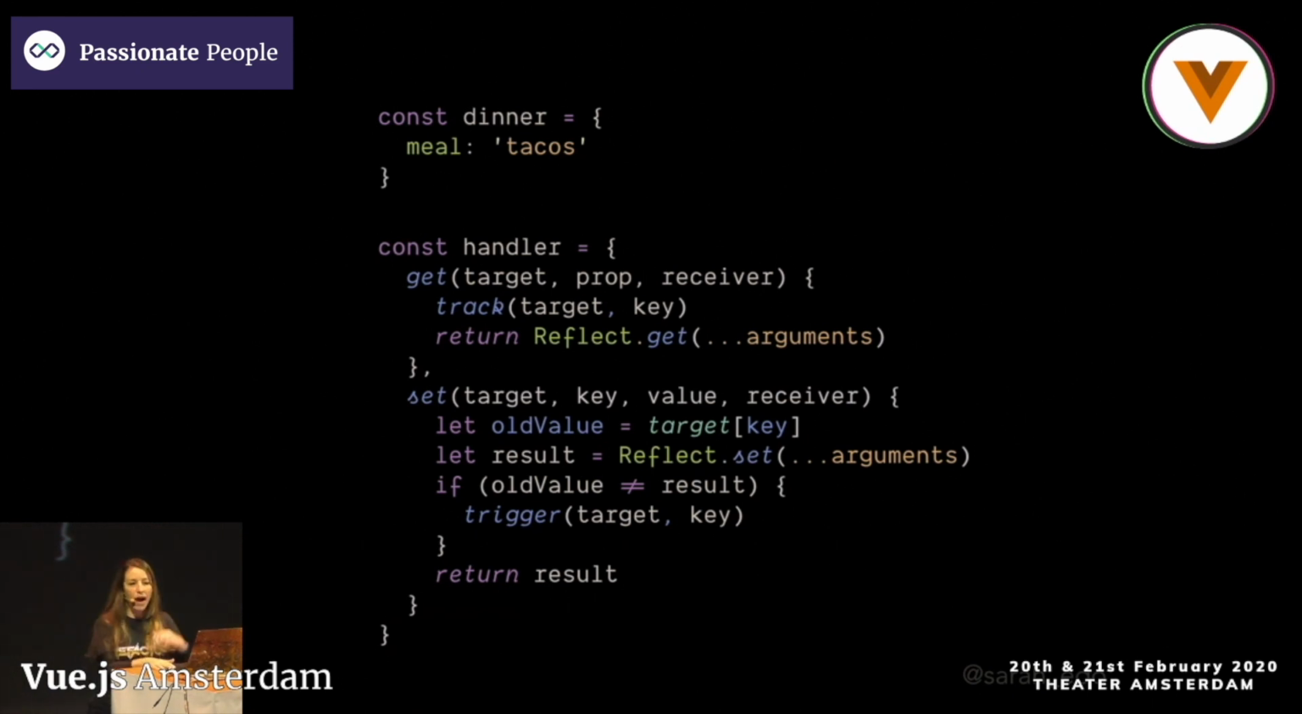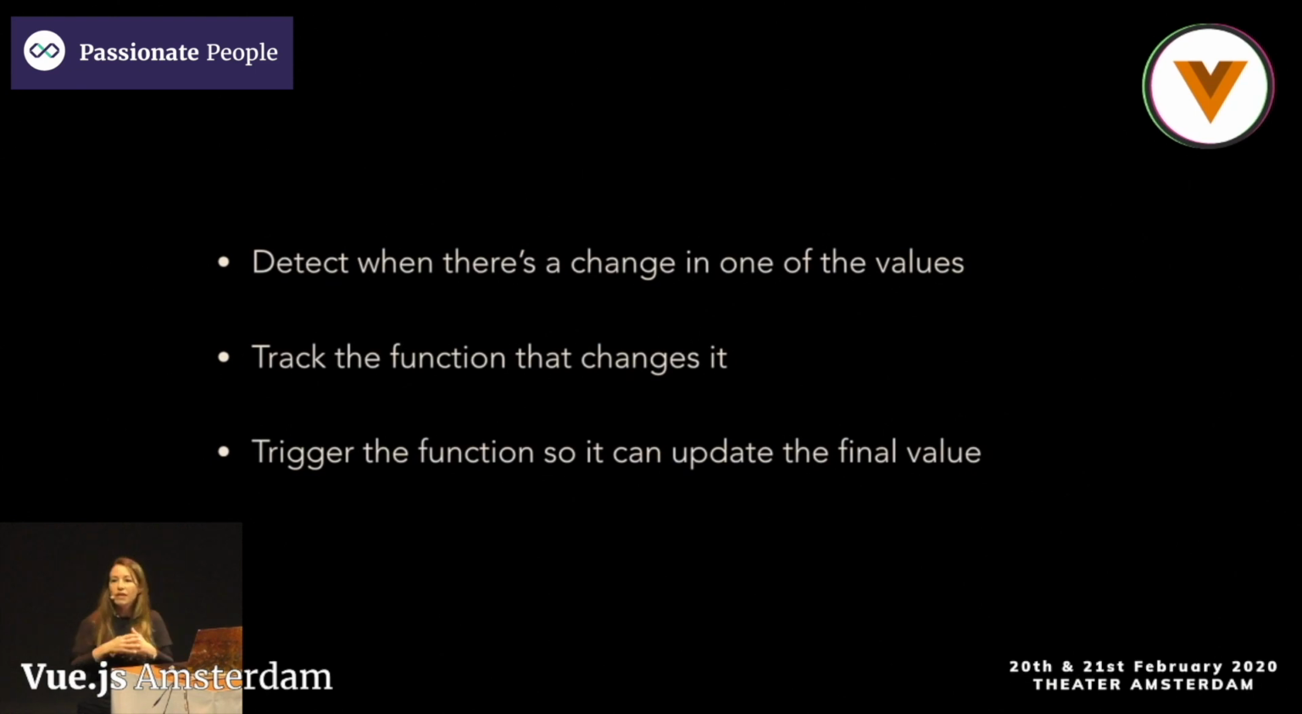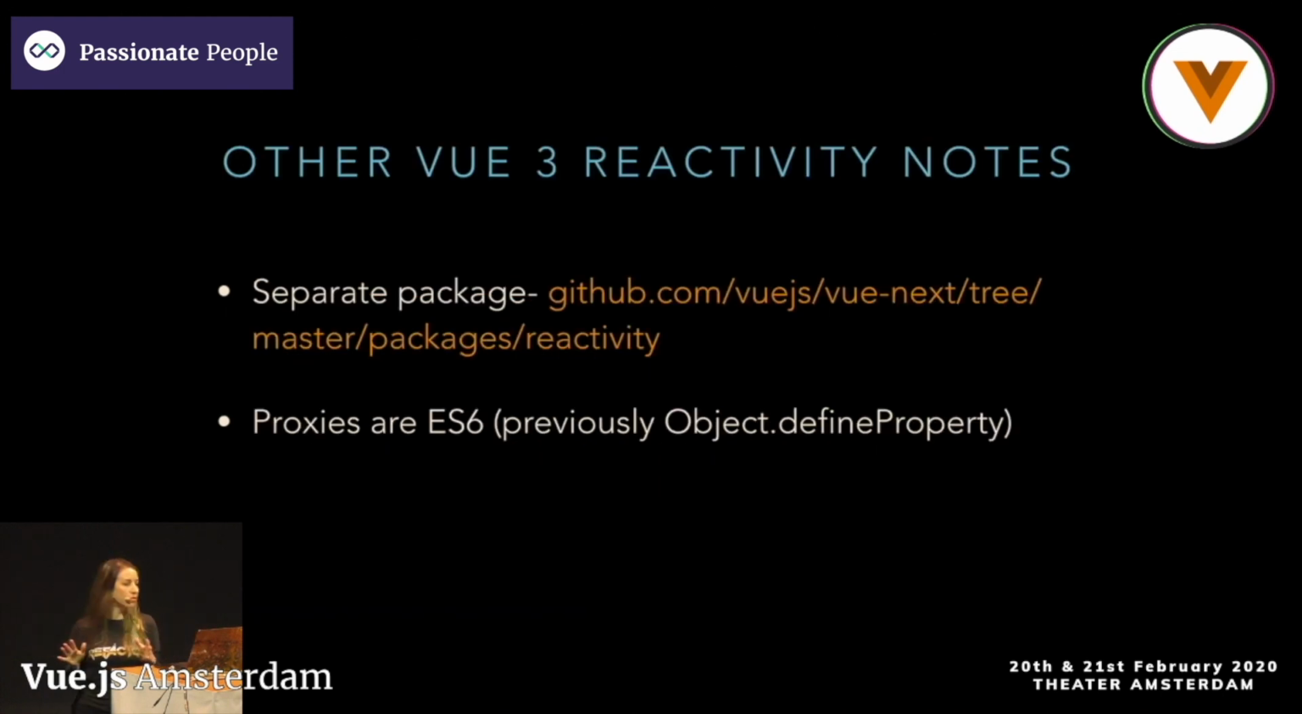Cool. So let's go back to that original statement of what we need to do to change a value in JavaScript. We need to detect when there's a change in one of the values. We don't have to do that anymore because we're using proxies, that's happening automatically. Cool. The next thing is that we're going to track the function that changes it, and that is called track in Vue 3. We're going to trigger the function so that it can update the final value. That is called trigger in Vue 3. And that function that changes it is called effect. I'm going to use that word a few times. But if you need to look and see any of these things, you can go find them in the code base that way.